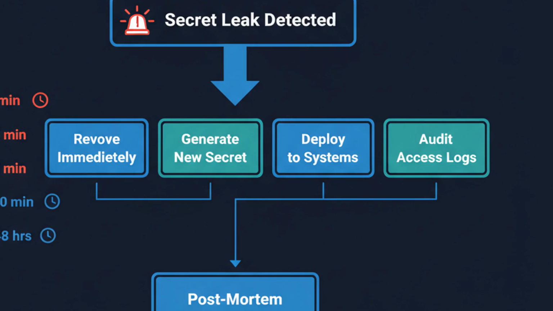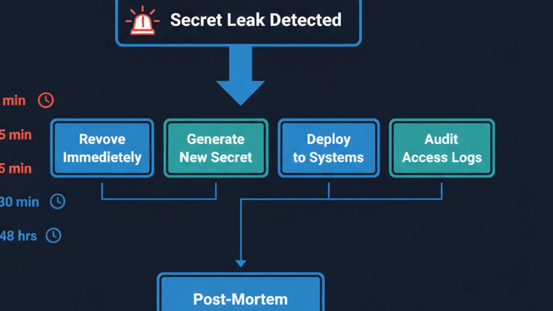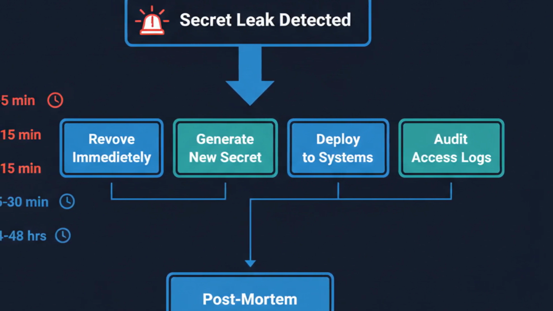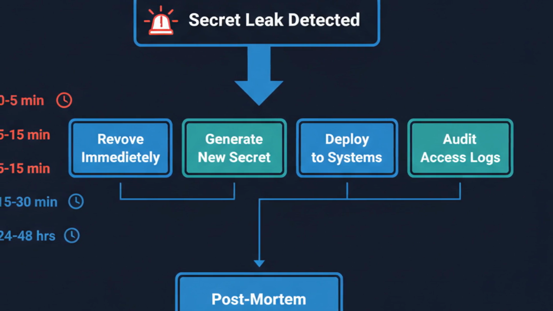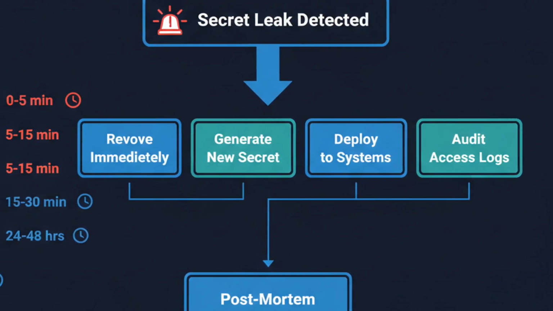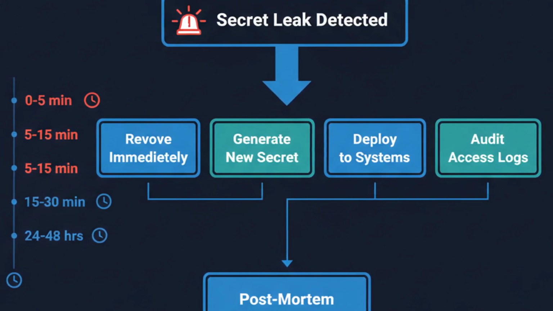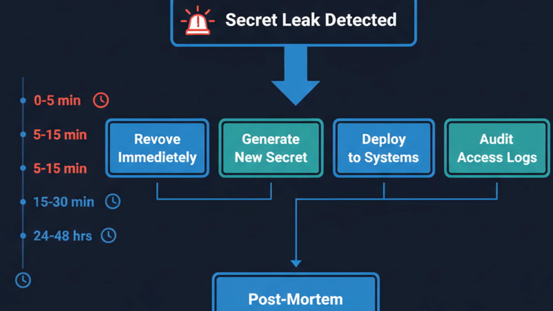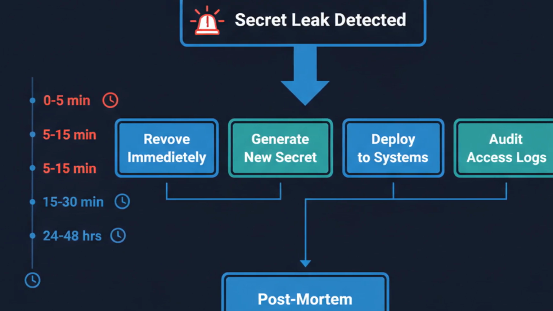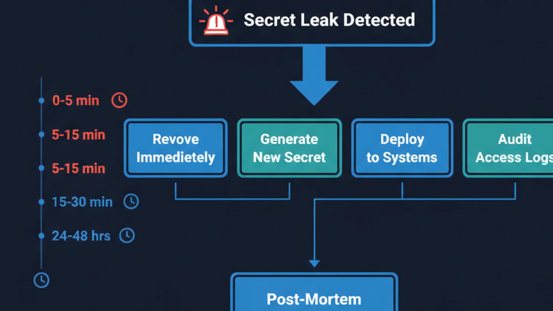Even with perfect practices, breaches happen. You need a rotation strategy. Set up automatic rotation for database passwords and cloud credentials. Most secret managers support this natively. For API keys, establish a rotation schedule, quarterly at minimum. And when a secret does leak, act immediately: revoke the old key, generate a new one, deploy it to all systems, then investigate how the leak happened. Speed matters. Every minute that leaked key is active is a minute attackers can use it.